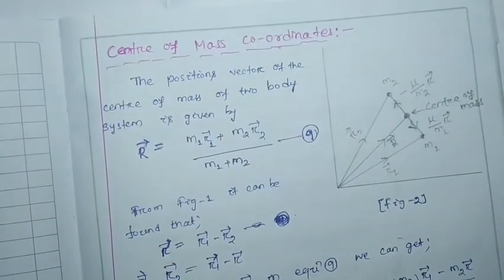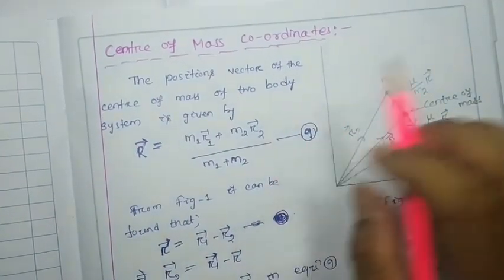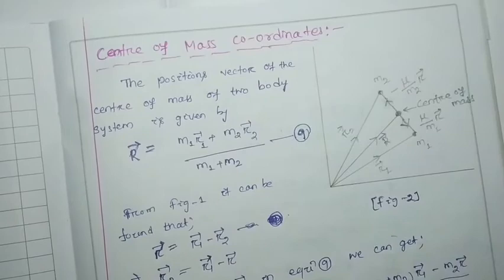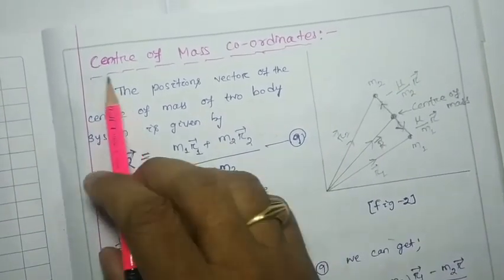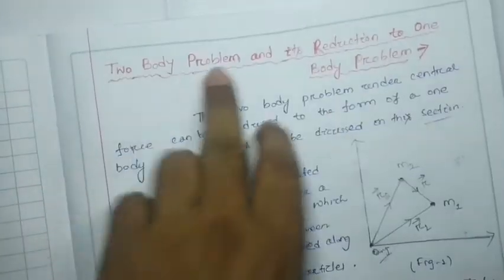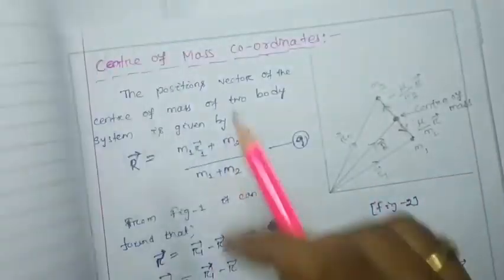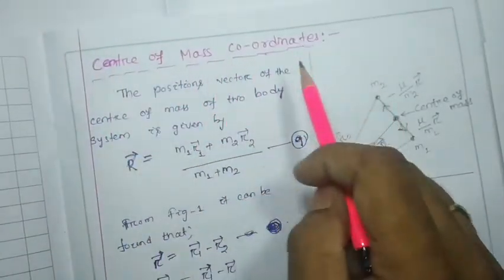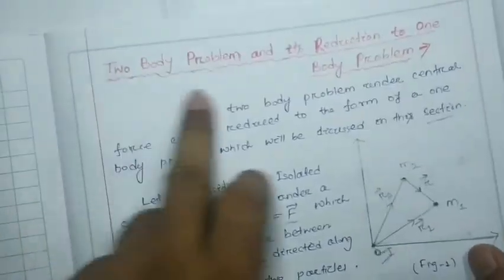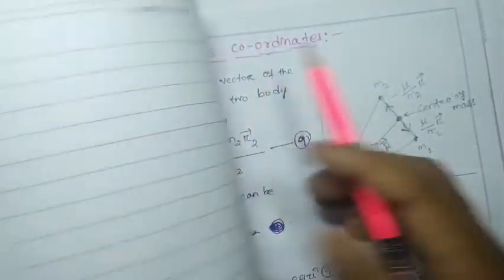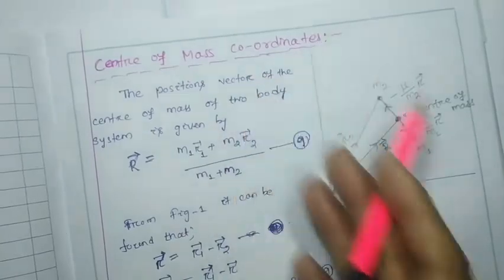Okay, it will be better to discuss it in this class because it is very short. Just watch it. Center of mass coordinates is a subheading of this topic. This is one part of this topic, you can say an annexure type of extra thing.